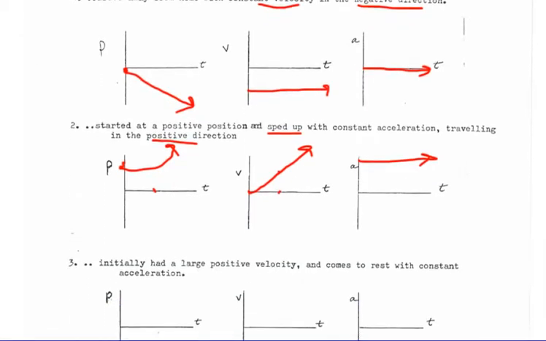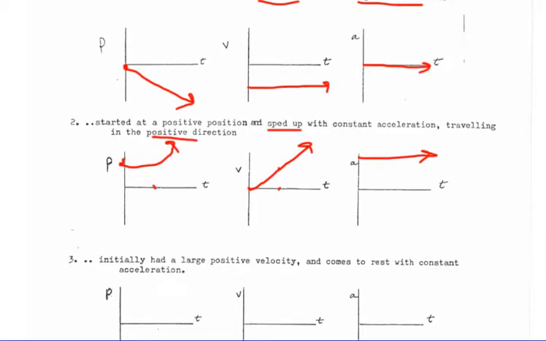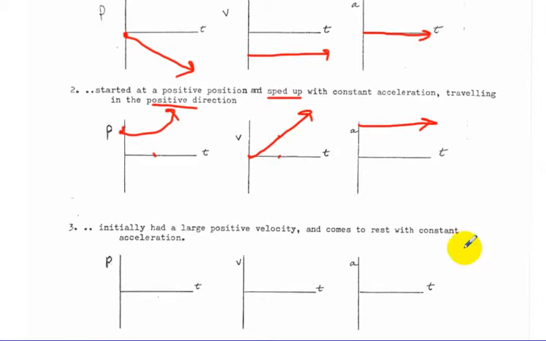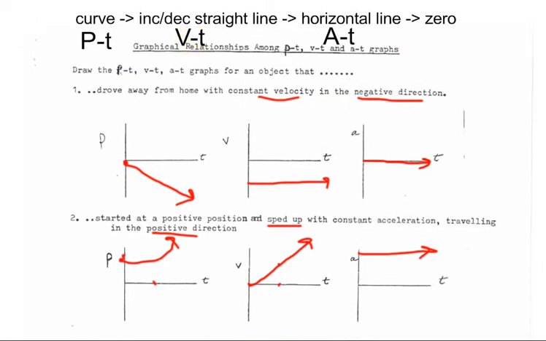Number 3: initially has a large positive velocity and comes to rest with constant acceleration. We're not told where we start, so it doesn't really matter. Large positive velocity at the start and then comes to rest eventually. That tells us that our VT graph is going to look something like this. Large positive velocity, comes to rest. So our VT graph is a decreasing straight line, which means our acceleration is a flat line, and our PT graph is going to be a curve.